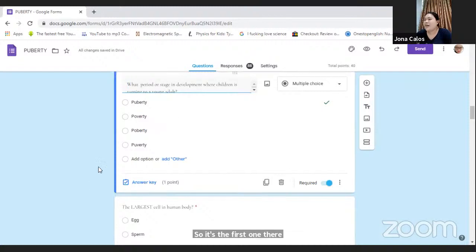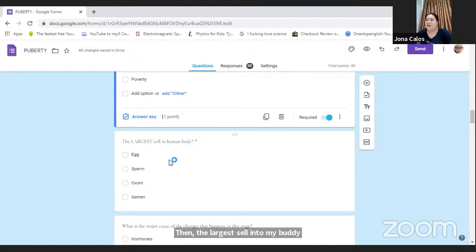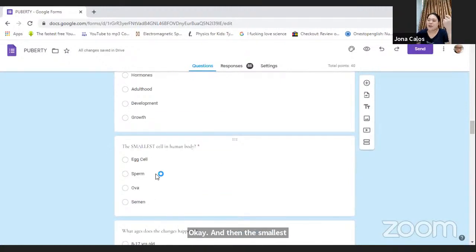There. Then, the largest cell in the human body. Again, we have the largest and the smallest. So when we're talking about the largest, okay, in here, there are 2 possible answers. The answers are egg or ovum. It's the same thing. Okay, and then the smallest is the sperm.